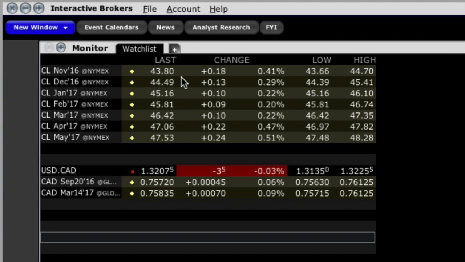If you bought a stock at $20 and it went up to 23, you still only paid 20. You just made $3 a share. It's the same with oil. You buy at 43.80, let's say, and it goes to 45. It's the same as buying a stock at 43.80 and having it go to 45. Same thing.